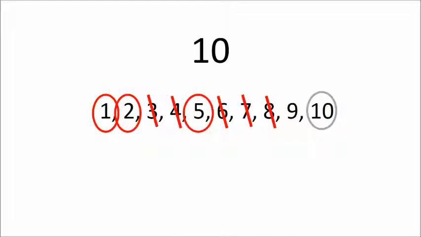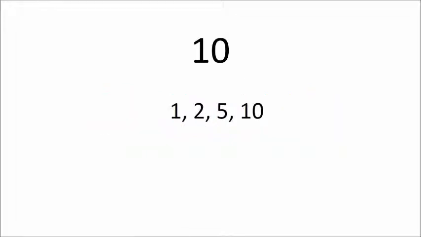So quick recap. 10 divided by 1 is going to be 10, so that one's good. 10 divided by 2 is going to be 5, so that's good. 10 divided by 5 is going to be 2, and 10 divided by 10 is going to be 1. So 1, 2, 5, and 10 are all good. Those are the factors of 10.